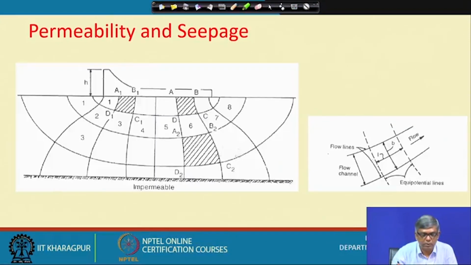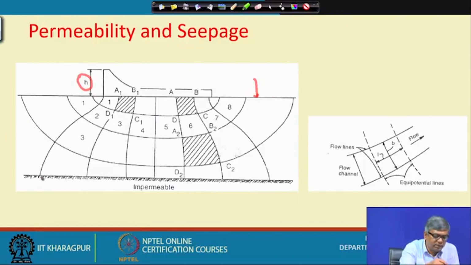So, this is an example, not really an example, we have drawn the flow net here following a particular procedure. Suppose this is a dam structure, and the water head is h here, and here the head is 0. Under this situation, along this length the head will be constant, so this is an equipotential line. Similarly, here also the head is constant, so that is also an equipotential line.